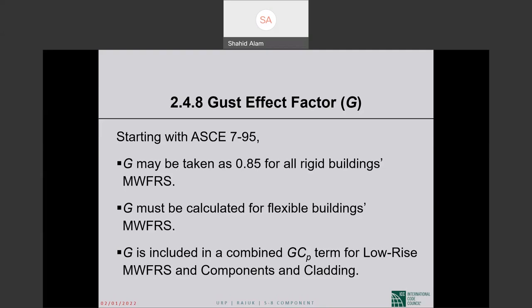Okay? G is included in it. So for low-rise flexible buildings, and I will define flexible buildings, I'll define low-rise, there is a slightly different or specialized design approach. And in that, G and C sub P are lumped together and given to us in a lumped together fashion. We do not have separate G and C sub P values given.